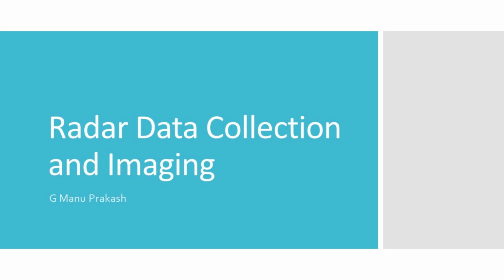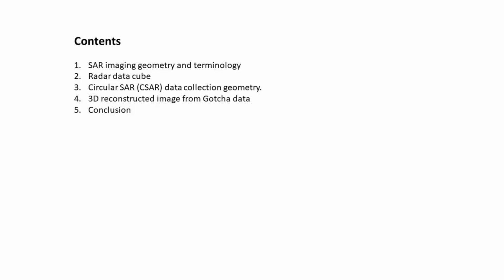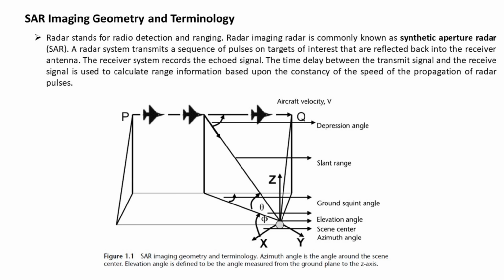Now we are going to explore radar data collection and imaging with synthetic aperture radar geometry and terminology. Let's start. Contents: SAR imaging geometry and terminology. Radar data cube. Circular SAR, CSAR, data collection geometry. 3D reconstructed image from Gotcha data. Conclusion: SAR imaging geometry and terminology.